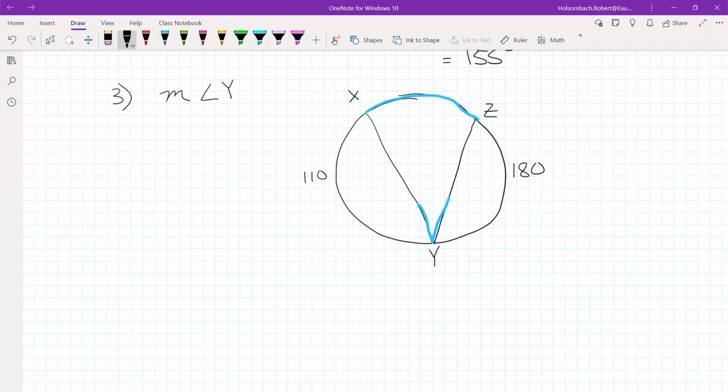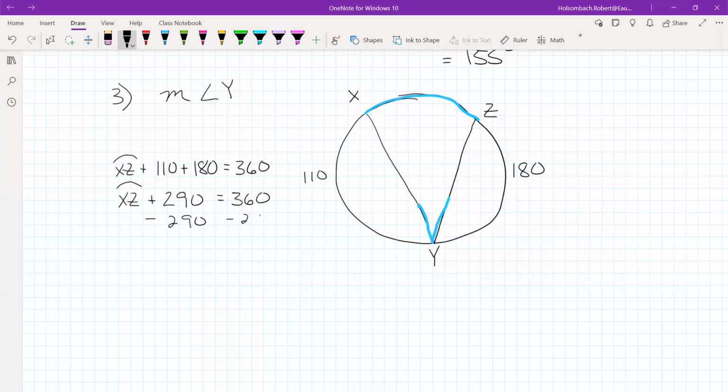So this arc XZ, arc XZ plus 110 plus 180 equals 360 degrees. So arc XZ plus 290 equals 360. So if we subtract 290 from each side, then arc XZ is equal to 70.